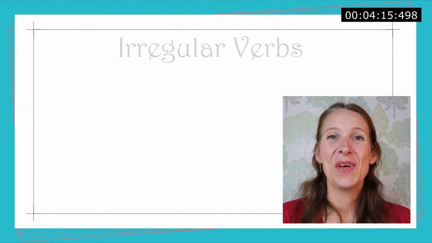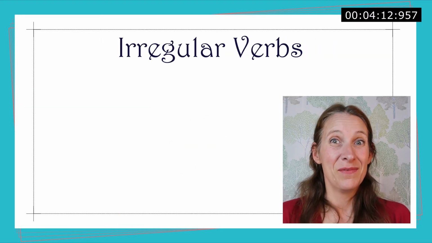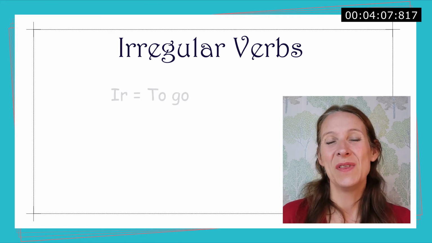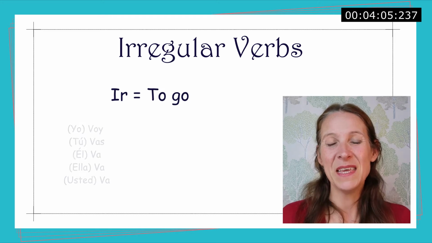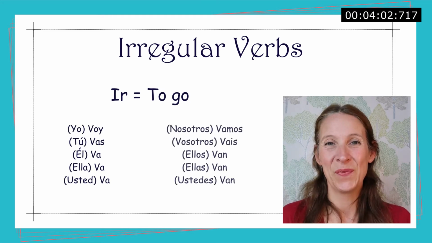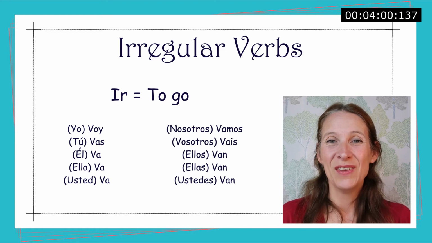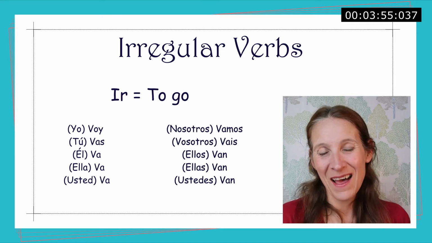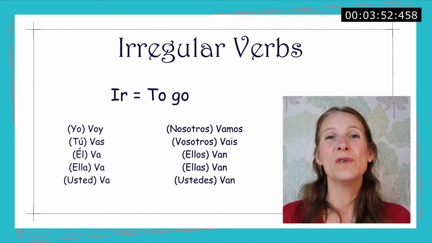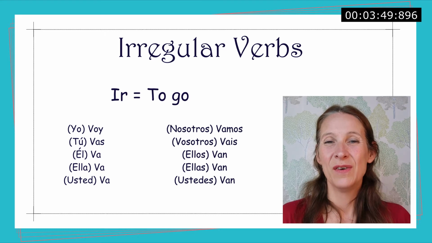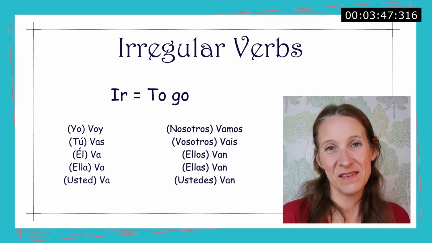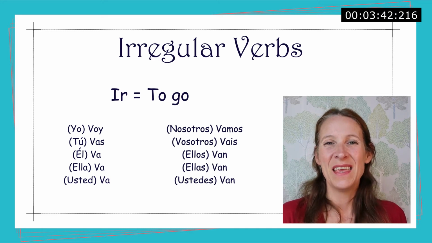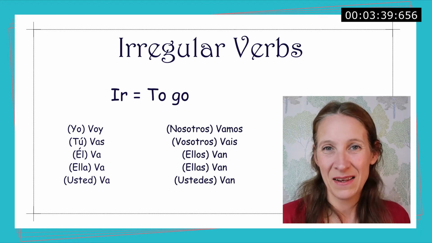Finalmente, the irregular verbs. So we have ir is to go. This is a very irregular verb. Ir means to go. So, yo voy, tú vas, él va, ella va, usted va, nosotros vamos, vosotros vais, and there's no accent on that, but AIS makes an ice sound. Y ellos o ellas van, ustedes van.